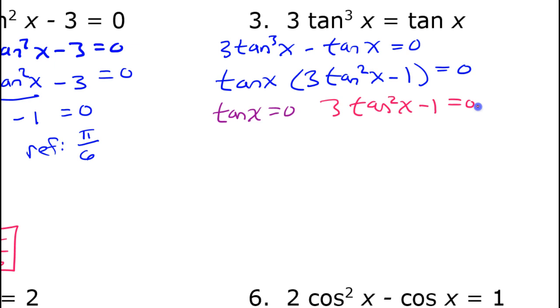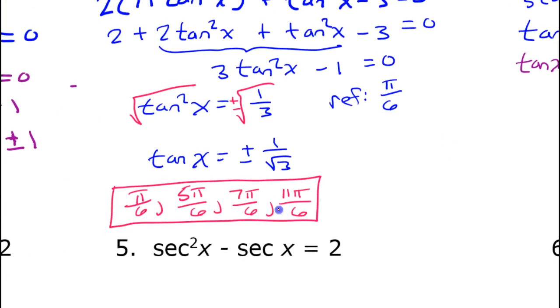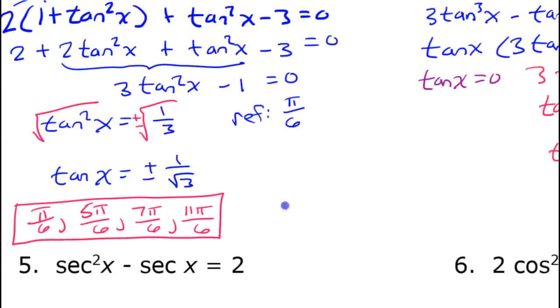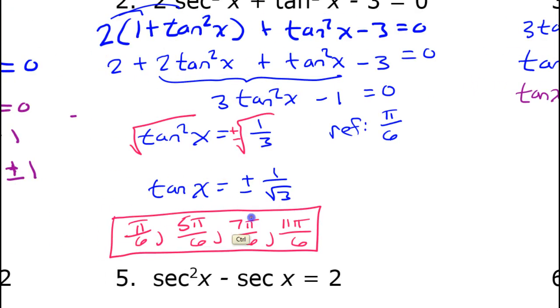If I add 1 and divide by 3, that will give me tangent squared x is equal to 1/3. If I take the square root of both sides, that's going to give me tangent of x is equal to plus or minus 1 over root 3. So, didn't we just deal with this on the previous problem? On the previous problem, I saw that the answers would be all 4 quadrants where the reference angle was pi over 6. So it's going to be the same answers again.